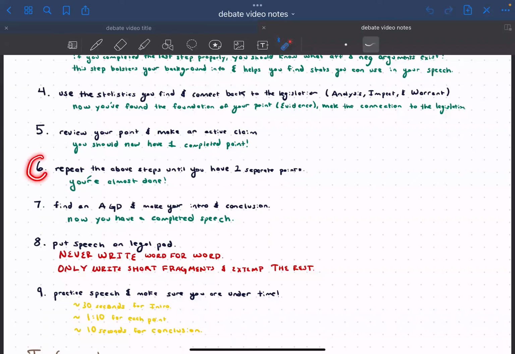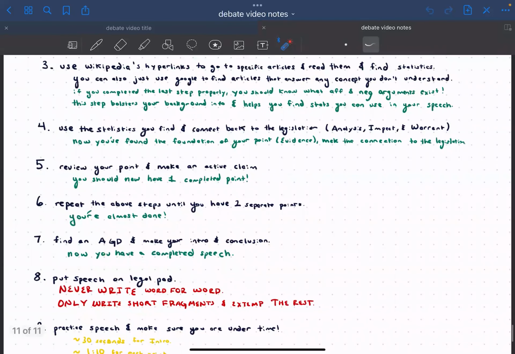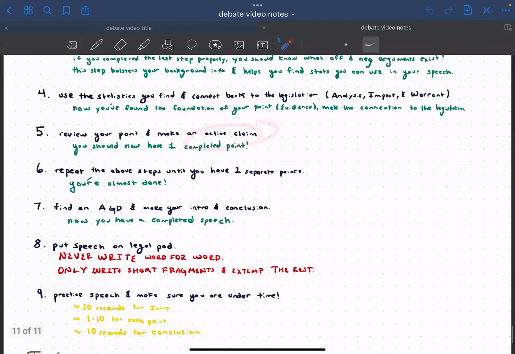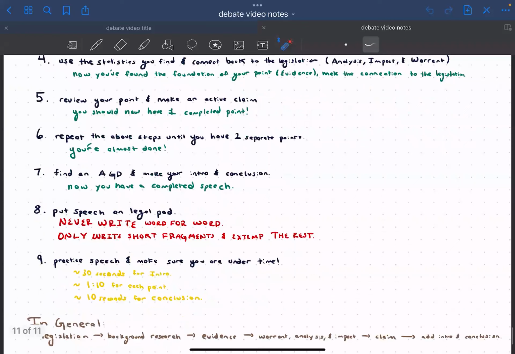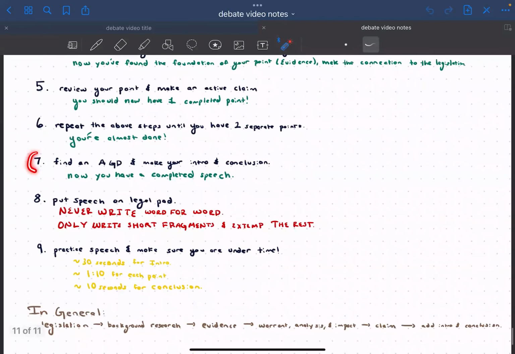Now is the hard part: repeat the above steps until you have two separate points. So again, that's just finding statistics, putting analysis, impacts, and warrants in there, and then making an active claim. So until you have two points, continue this process. Next, step 7, finding an AGD that works for you and making your introduction and conclusion. Refer back to my AGD introduction video if you have any questions about how to find or make an AGD, but this should be pretty simple if you've watched that video.